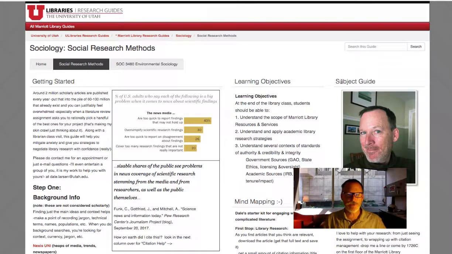Hi, this is Dale. I'm your librarian for sociology, and I wanted to give you a very quick tour of how to use this particular campus guide or research guide, or whatever you want to call it, or even library guide. So first of all, a lot of the things that you see in this guide are going to be licensed only for students, staff, and faculty at the University of Utah.